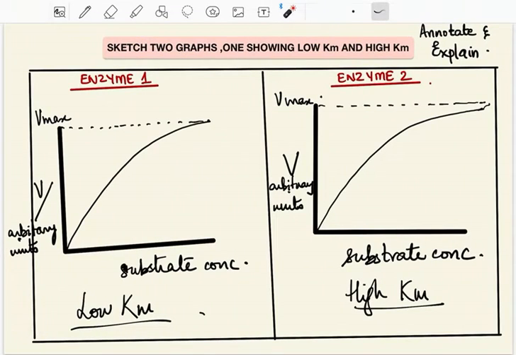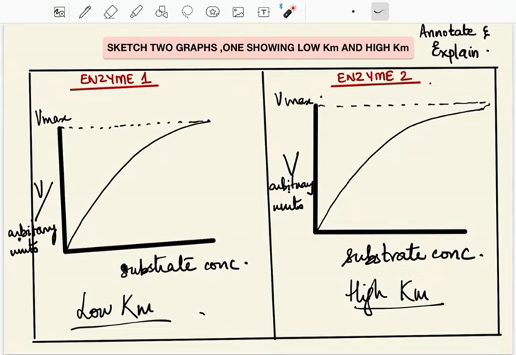You can be given such kinds of graphs in exams in which you might be asked, a standard will be given to you saying you have to draw this kind of graph, and you have to plot a graph, annotate it and explain it.